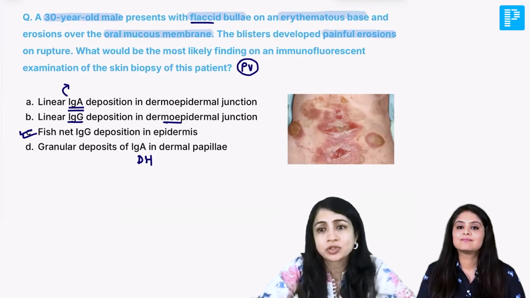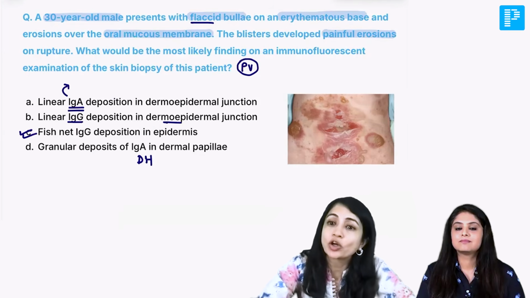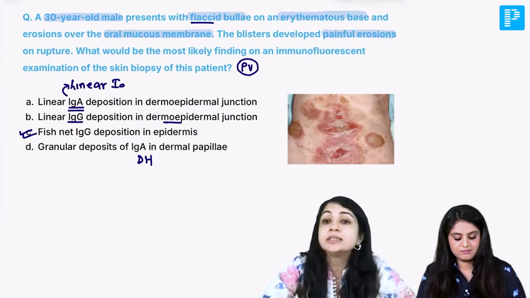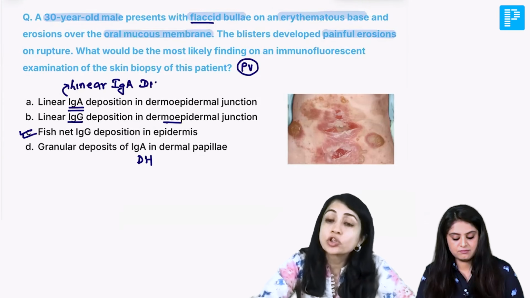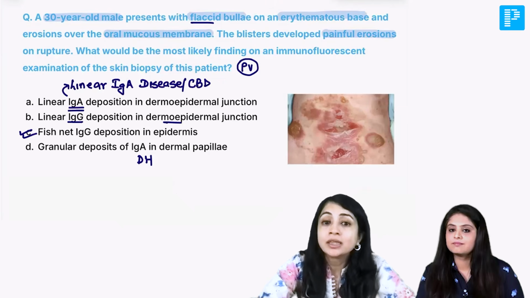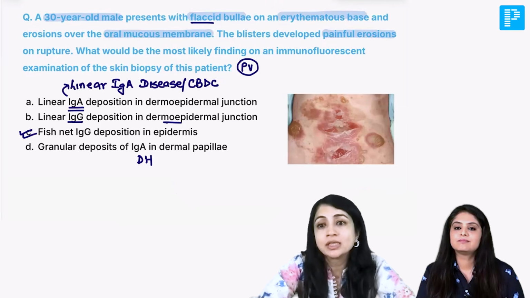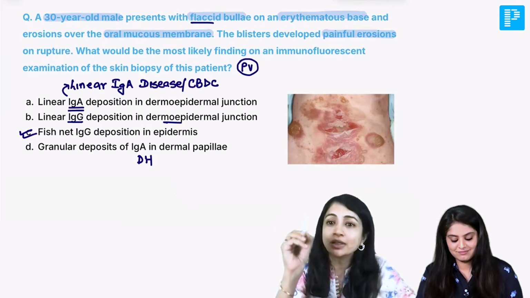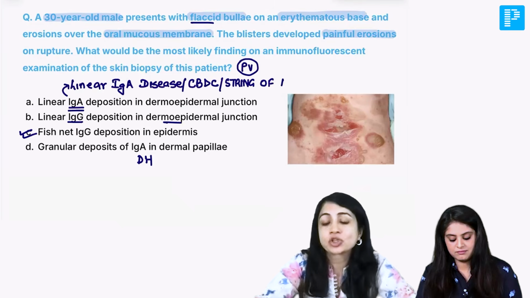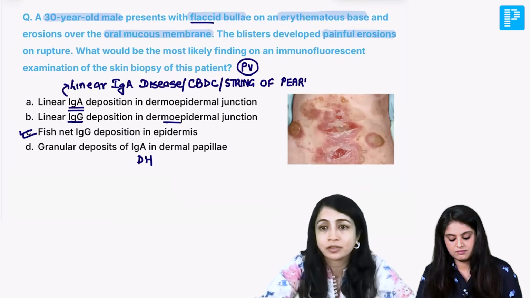There are so many antigens in the dermoepidermal junction that we have a lot of disorders. So, when you have linear IgA deposition, this is a condition called linear IgA disease. Linear IgA disease in children is also called chronic bullous disease of childhood, or CBDC. The characteristic feature in this kind of disorder is a string of pearls appearance. Typically you will have blisters present in a string appearance. So string of pearls appearance is classical for that.